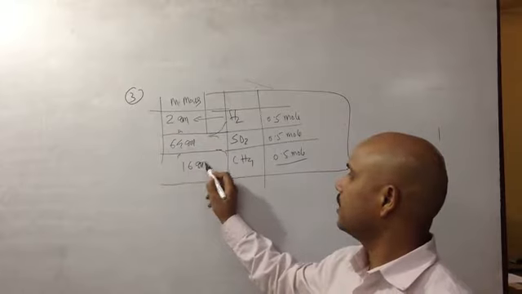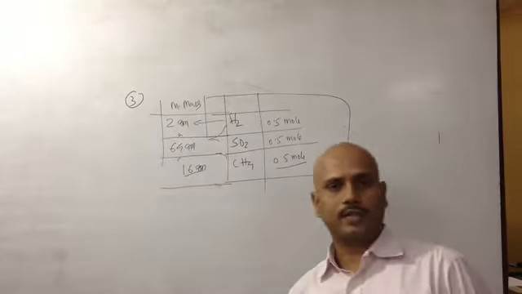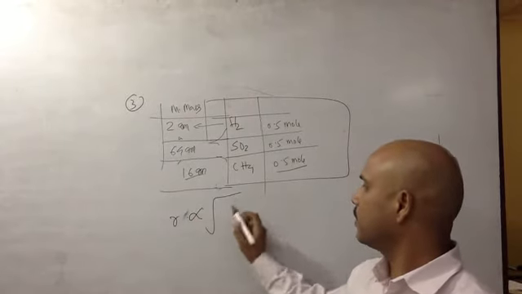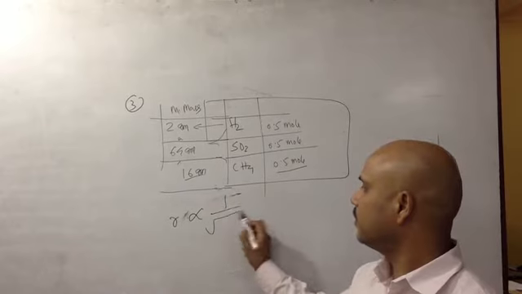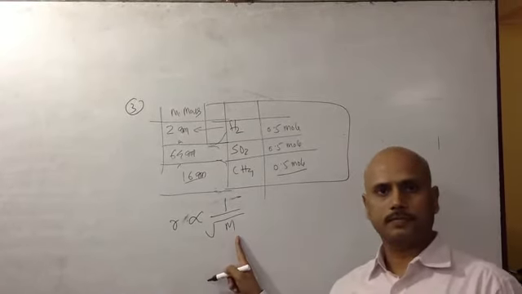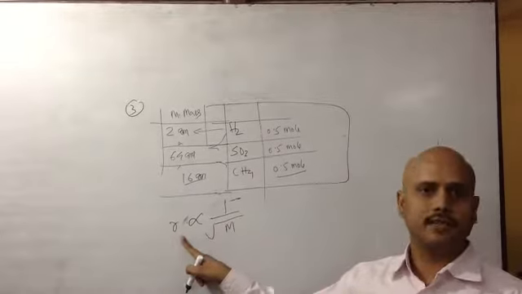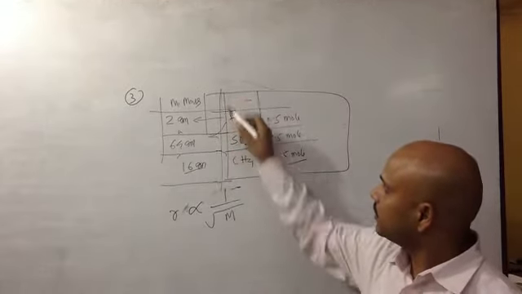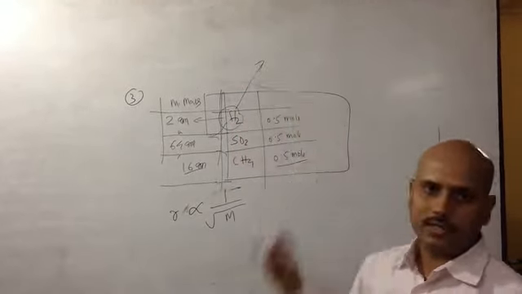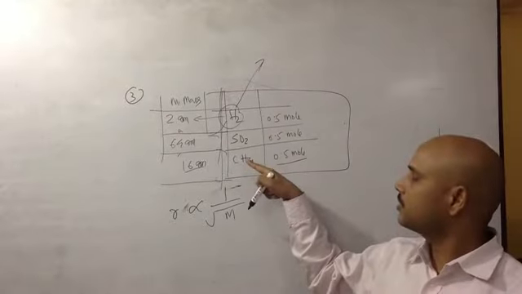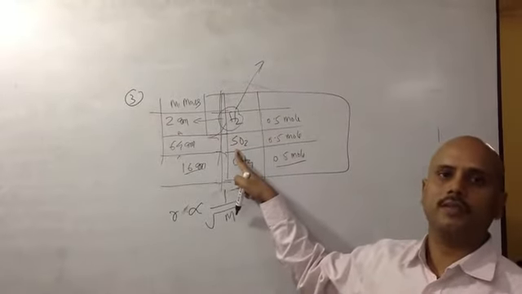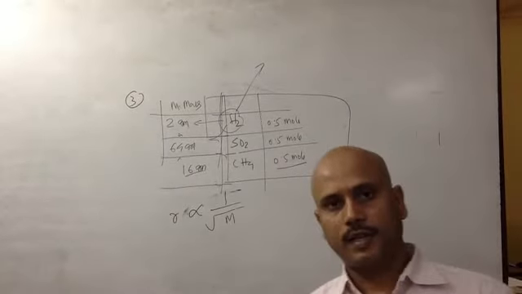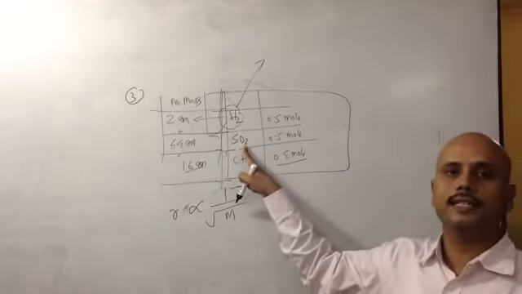And you know that rate of diffusion is inversely proportional to the square root of molecular mass. Higher the molecular mass, lower the rate of diffusion, and vice versa. It means that hydrogen will diffuse at the fastest rate, and the slowest rate of diffusion will be of SO2. Therefore, after some time, you will find that the maximum number of hydrogen molecules has escaped, and the minimum number of SO2 molecules has escaped.